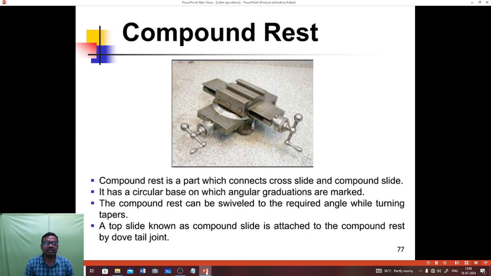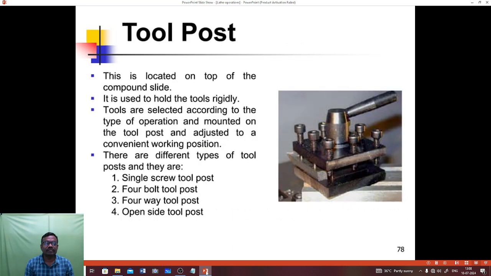Compound rest is a part which connects cross slide and compound slide. It has a circular base on which angular graduations are marked. The compound rest can be swiveled to the required angle for turning tapers.